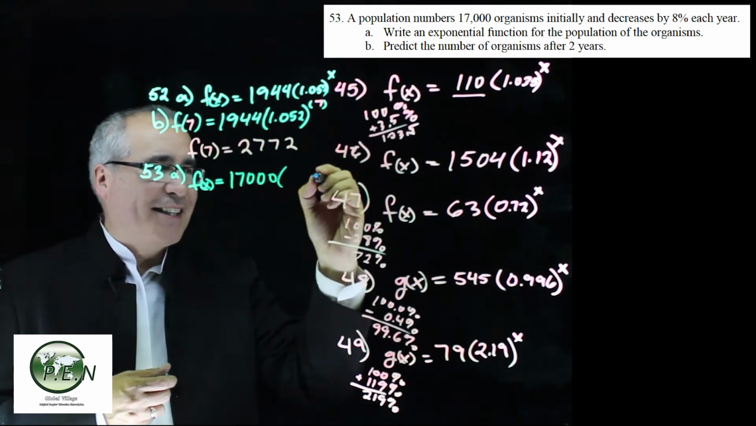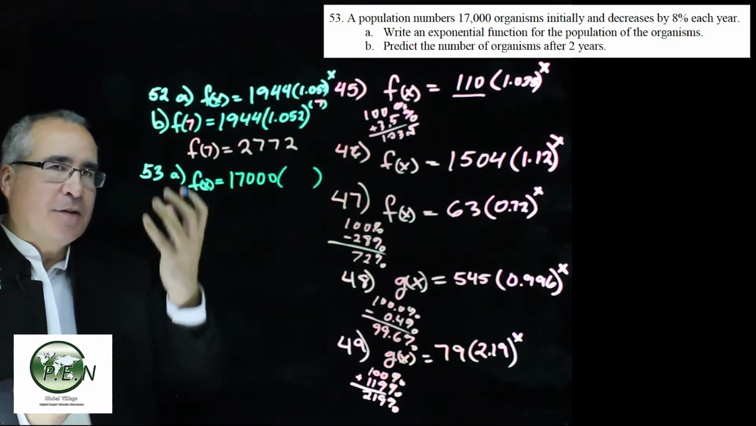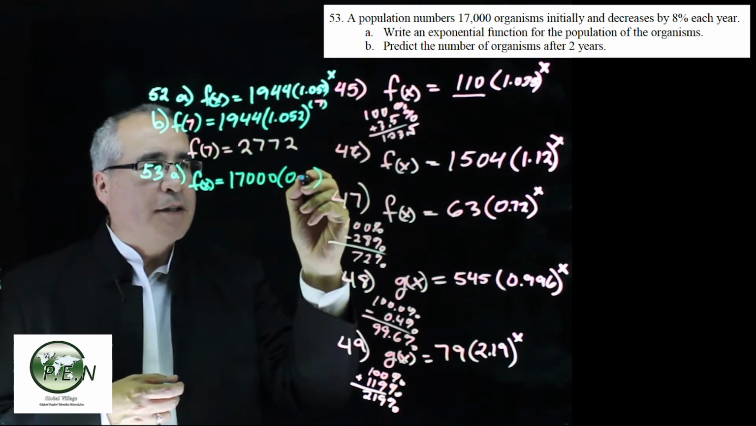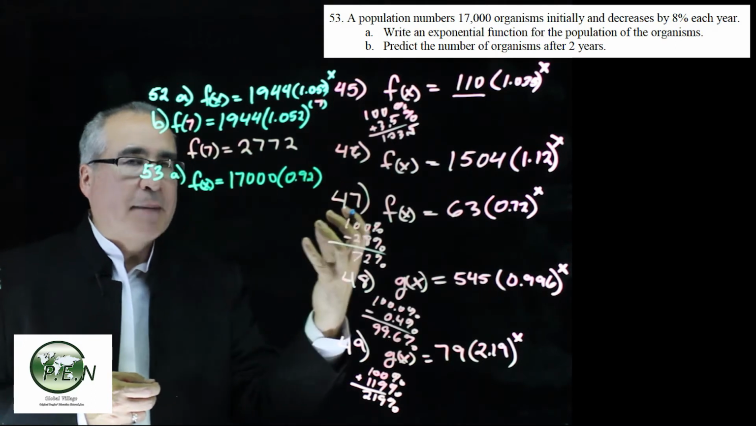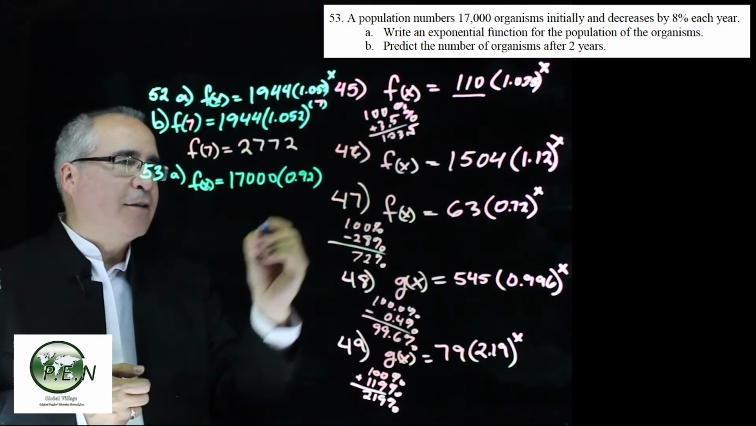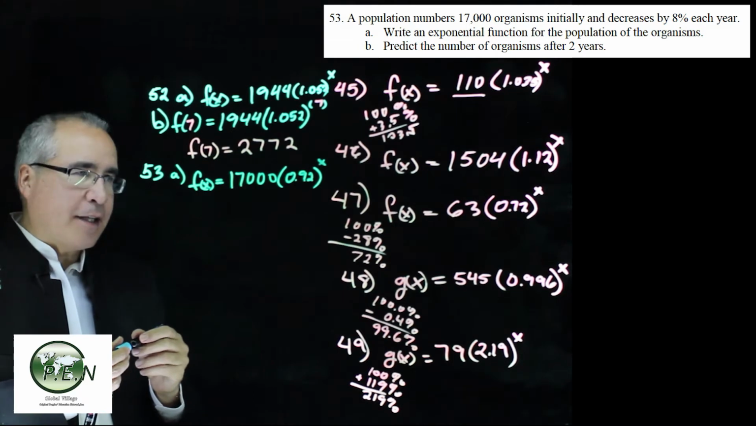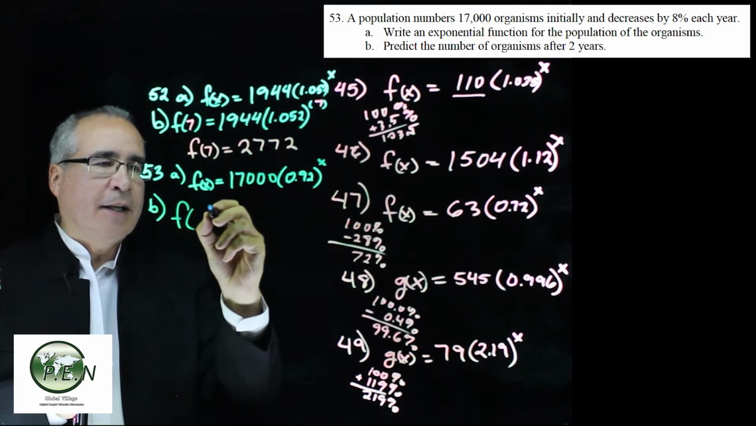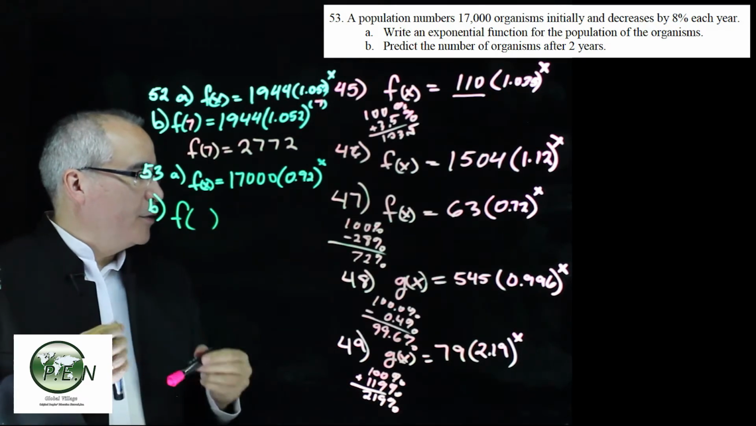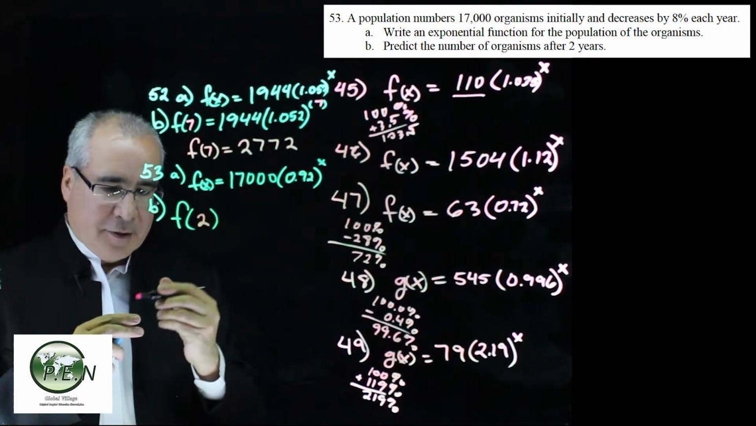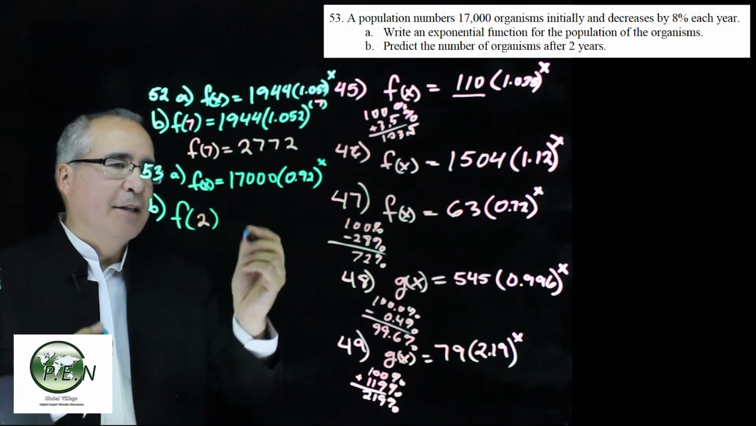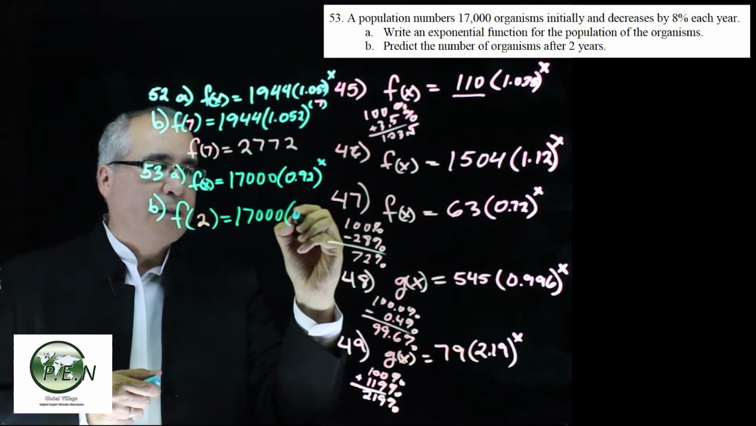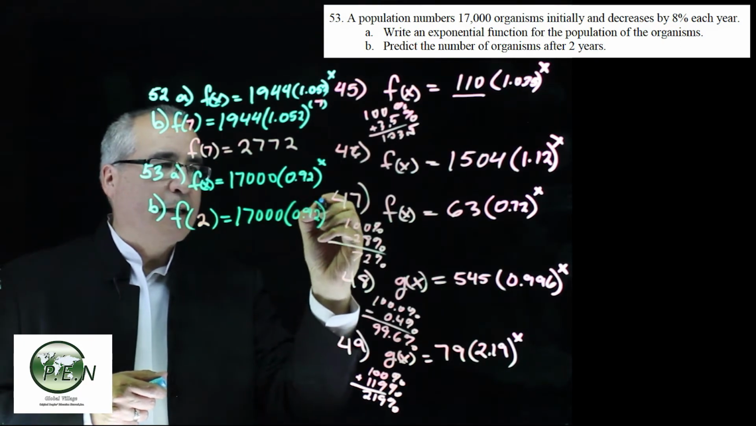They don't like it. Okay. We're decreasing by 8%, so we start with 100 minus the 8. That gives us a 92% return come back to us, so it's a 0.92 as our function factor. So the B question is going to ask, what is f of 2 years down the road? How many organisms are we going to have? Well, it'll be less than 17,000, right? Because we are decreasing. That's one way to check.